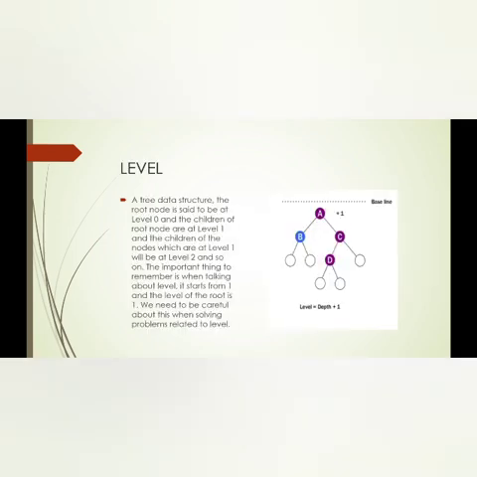Level. In a tree data structure, the root node is said to be at level 0, and the children of the root node are at level 1, and the children of the nodes which are at level 1 will be at level 2, and so on. The important thing to remember is that when talking about level, it starts from 1 and the level of the root is 1. We need to be careful about this when solving problems related to level.